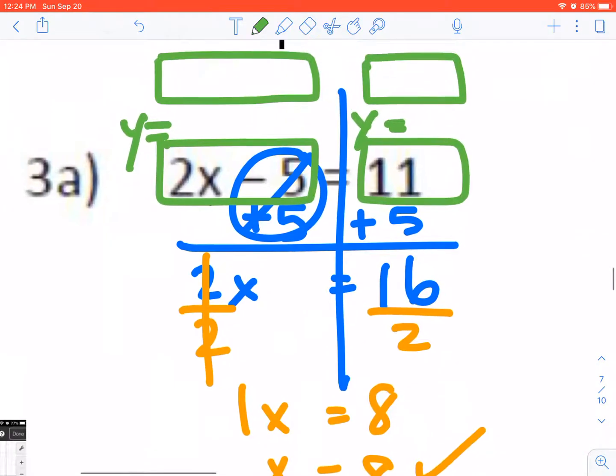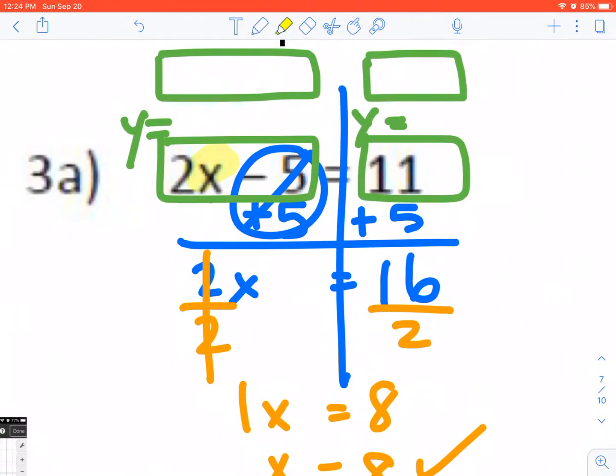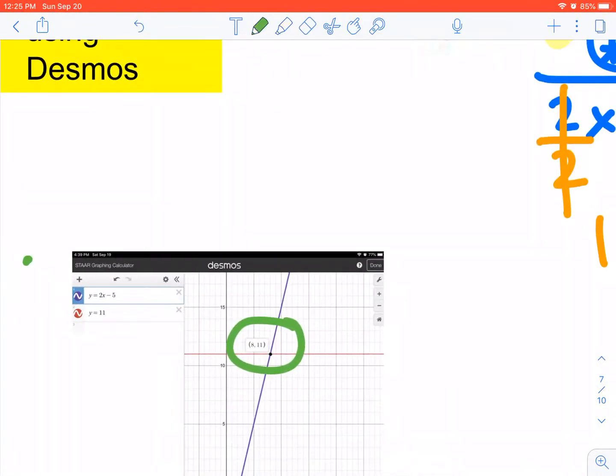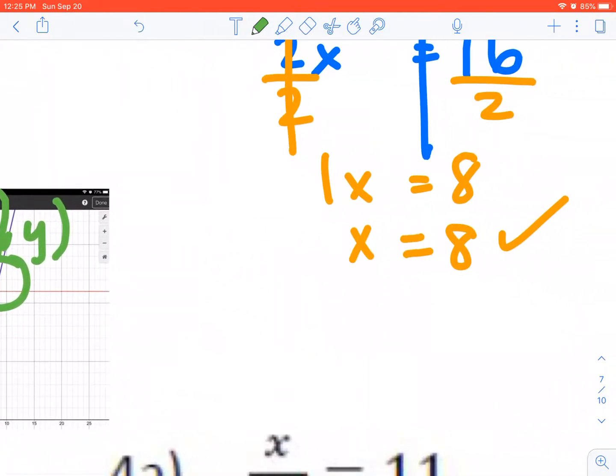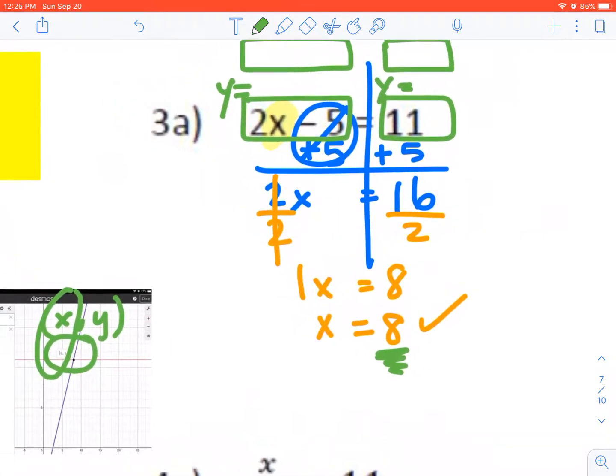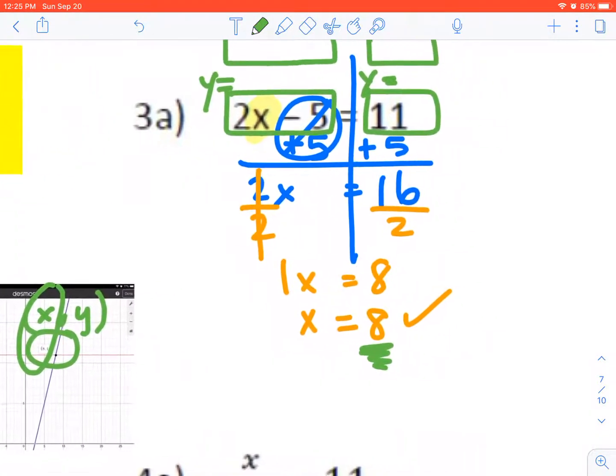Now, which one of those numbers is our answer? The question has x's in it, right here, an x. So we want to know what x is equal to. If you remember that in a point goes x and then y, we want that first value. So your answer, the number that's in the x spot, is 8. And that's what we got. So you can also start checking yourself with Desmos using that method as well.